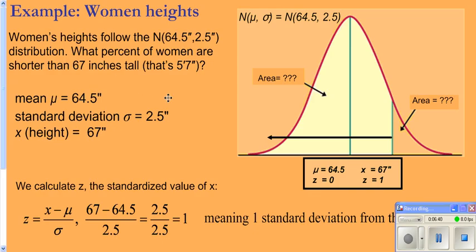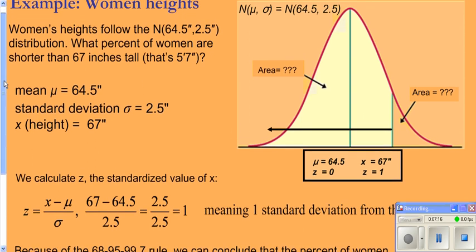So let's go ahead here and look at this particular problem. We have women's heights, mean of 64.5, standard deviation of 2.5 inches. We want to know what percent of women are shorter than 67 inches. That's 5 feet 7 inches. So in other words, here's your 64.5. We go to 67, which would be to the right, by 2.5 inches. We want to know what percent of women are in this white area. So in other words, we want to know the area of that white region.